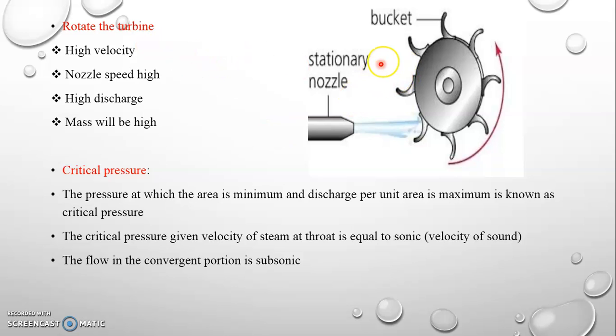From the schematic view of the turbine and the nozzle, we rotate the turbine at high speed with the help of the nozzle. Nozzle velocity is very high, so the discharge and mass flow will also be high. The pressure at which the area is minimum and the discharge per unit area is maximum is known as the critical pressure ratio. At the critical pressure, the velocity of the steam at the throat is equal to the sonic velocity. The flow in the convergent section is subsonic.